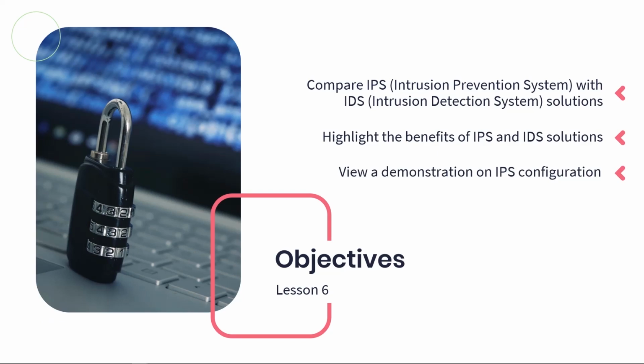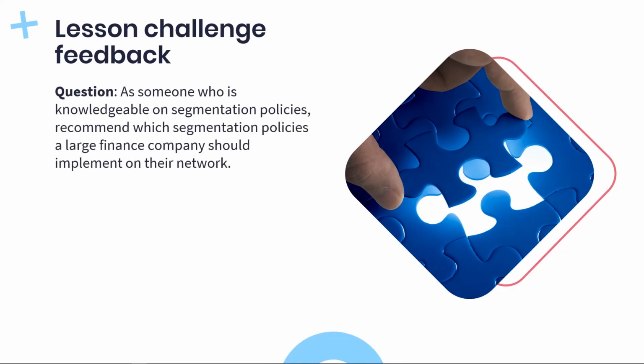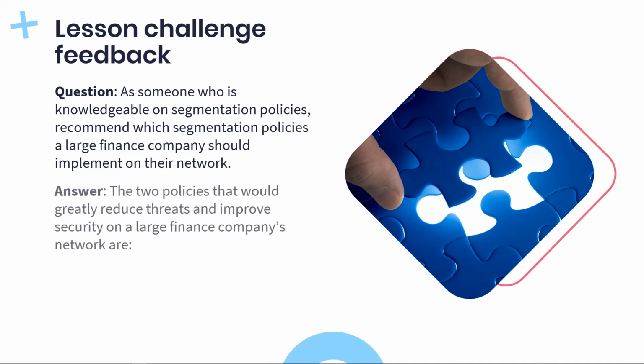So let's dive in. Do you remember the lesson challenge from our last lesson? As someone who is knowledgeable on segmentation policies, you were asked to recommend which segmentation policies a large finance company should implement on their network. From our lesson, we learned that there are many types of segmentation policies, but the two that would greatly reduce threats and improve the security on the company's network are segmentation with VLAN, so virtual local area network, and access control lists.